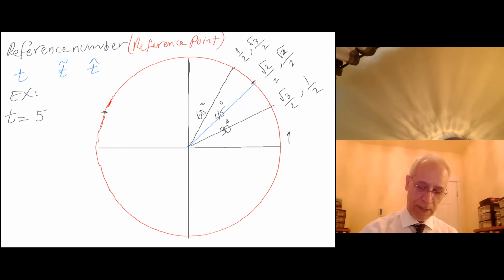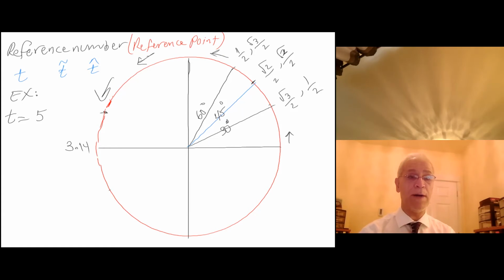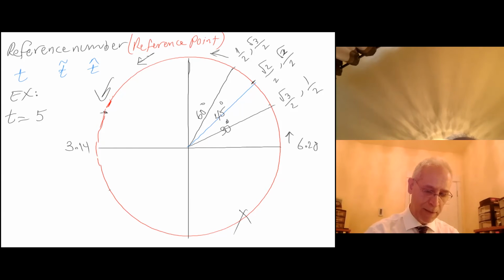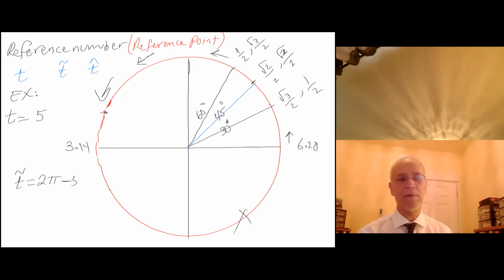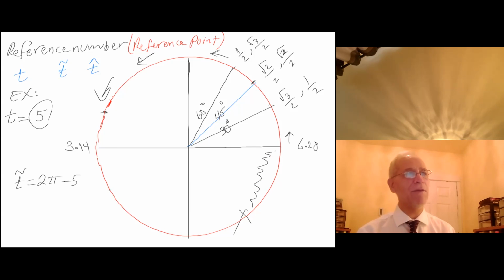What does that mean? If I start from here, and I come here, and I come here, and I come here, here I hit roughly 3.14, or 1 pi. So 5, and I know 2 pi is roughly 6.28. So 5 lands somewhere in that neighborhood. I don't have to know it exactly. What is my reference point, or t tilde? It equals 2 pi minus 5, 2 pi being one complete revolution, and if I subtract the 5 that I kept moving from here, that gives me this right here, which is the value of my reference point.